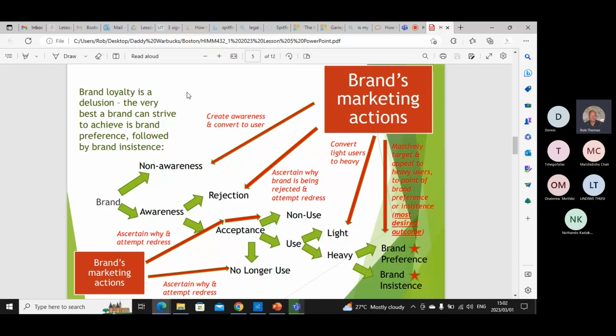Okay, but in some cases, then you'll have people say, okay, well, I accept the brand. Then you have three states there. You have non-use of the brand, use of the brand, or no longer use. So let's start at the bottom with no longer use. You can ascertain why in a temporary address. Why are you no longer using the brand?